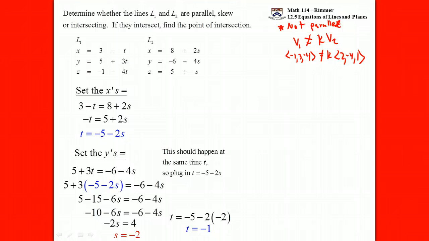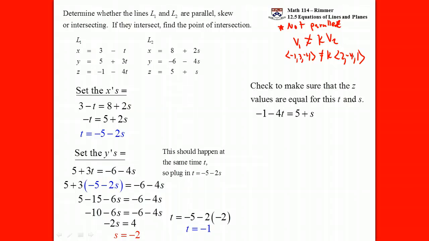For intersecting lines, they will be, but for skew lines, they won't be. That's it. So I think this is the one where they intersect. When t is negative 1, what do we get for the z value? Is that 3? And then for the other one, when s is negative 2, we get a z value of 3 as well. So we need to check and make sure the z values are the same at that same instant. And it is true that they are the same.